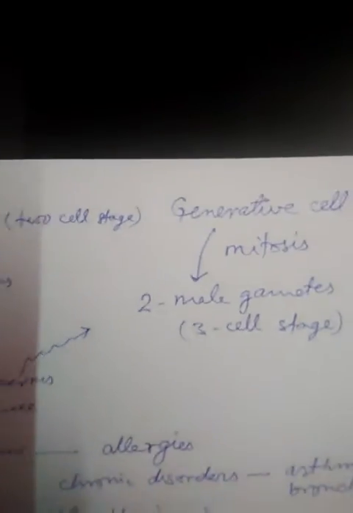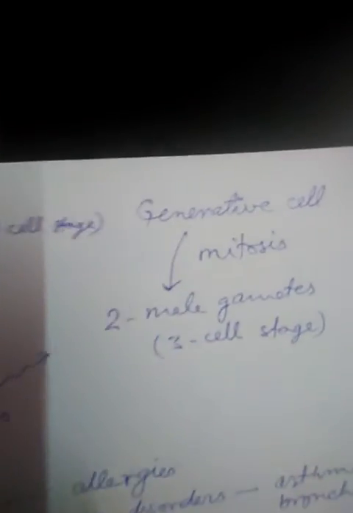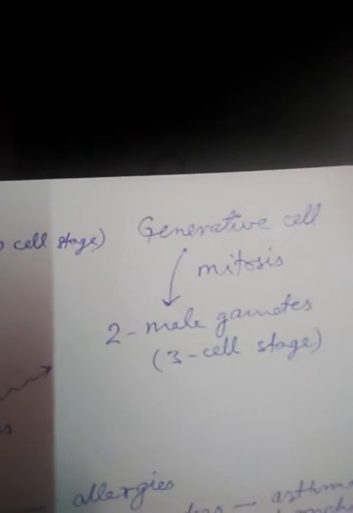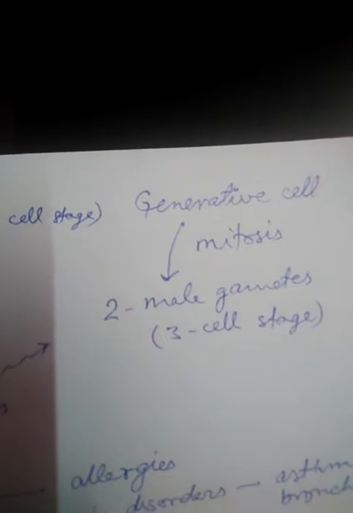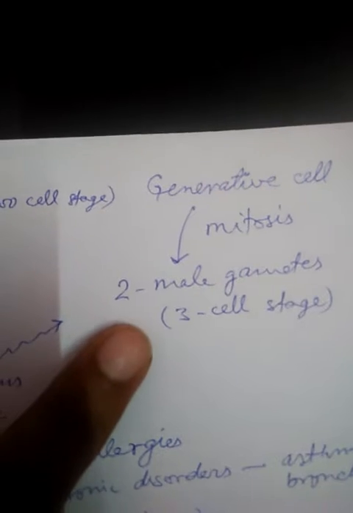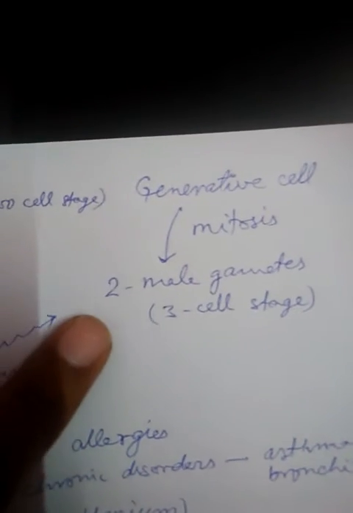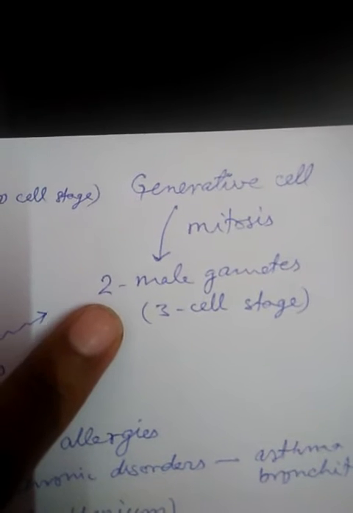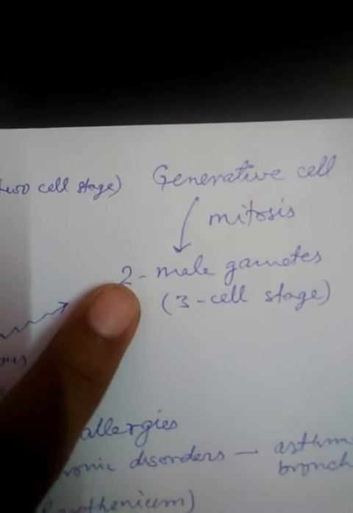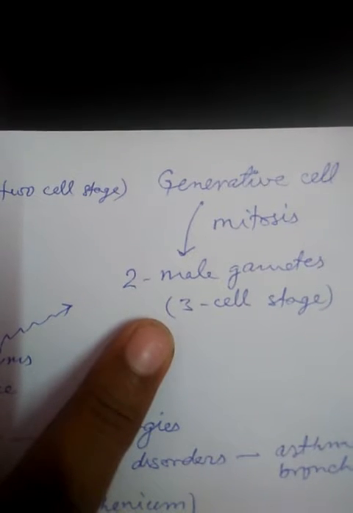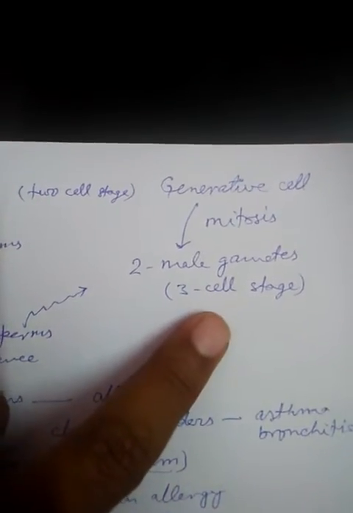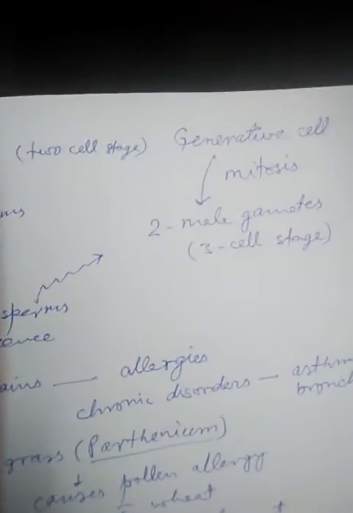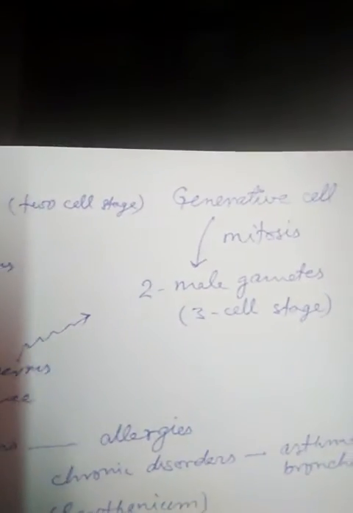So this two celled stage further goes through the process of mitosis. The vegetative cell does not divide. However, the generative cell divides once more. So after mitosis, this generative cell will generate two male gametes. From the generative cell, two cells will be generated. So now one vegetative cell and two male gametes after the mitosis will result finally in a three celled stage. So this all is just the process of pollen maturation which is going on.